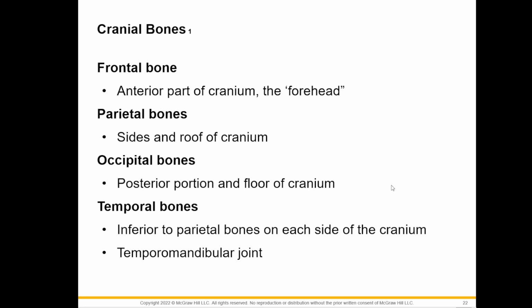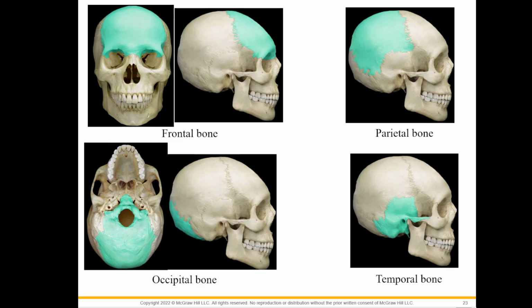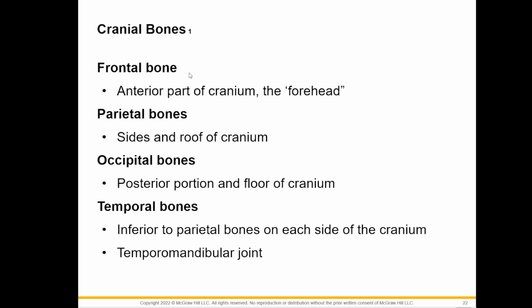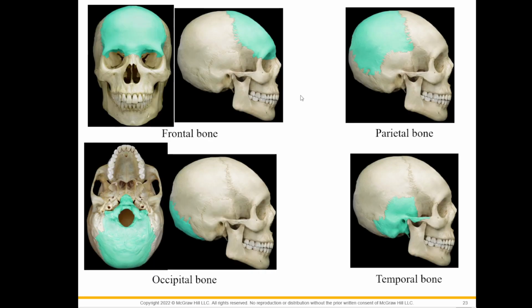Now, cranial bones. Let's talk about them. First, we have the frontal bone. The frontal bone is the anterior part of the cranium, or also known as the forehead. So let's see the picture. Ayan, this is your frontal bone highlighted in green. So it's an unpaired bone, meaning isa lang siya. There is no left, there is no right, and it forms majority of the forehead.